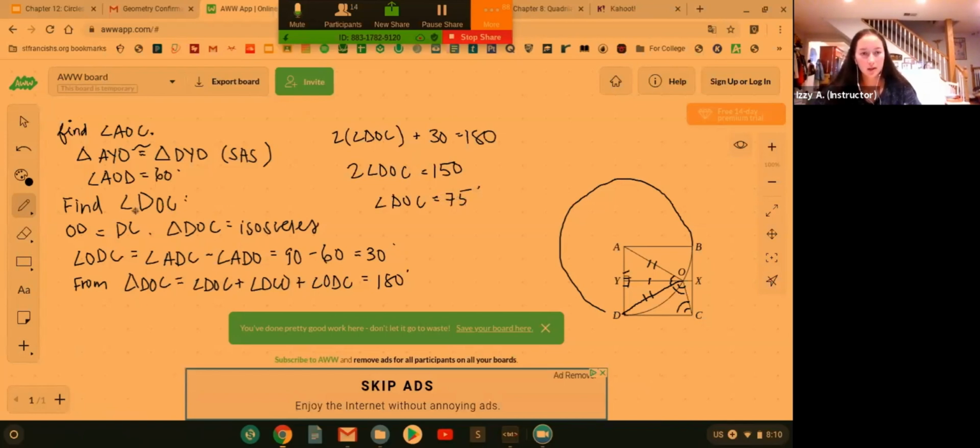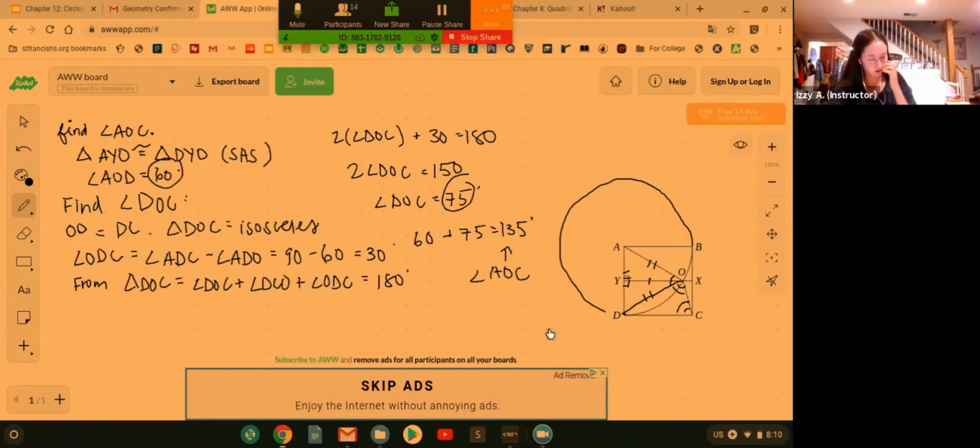Now that we know DOC is equal to 75, we just add up 60 plus 75, and then we would get 135. So this is the measure of angle AOC. Sorry, that was messy, but we got to the solution. I'll leave this up here for maybe 30 seconds, and then we can move on.